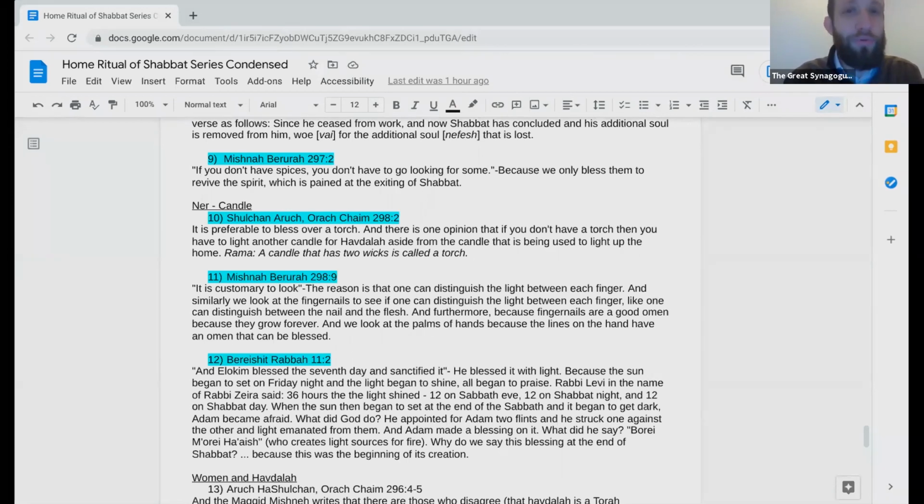But also, we want to use the light. We want to be able to distinguish something. So we're distinguishing our fingernails from the finger, and we're therefore saying that we're using the light. We're actually benefiting from the light that we couldn't have lit while it was still Shabbat. Now that it's not Shabbat, we can, and therefore we want to actually use it for something.